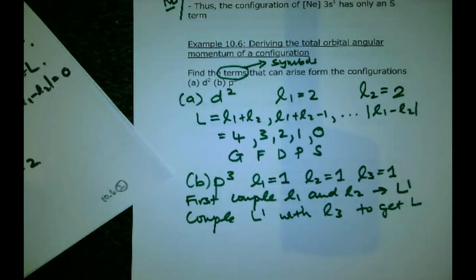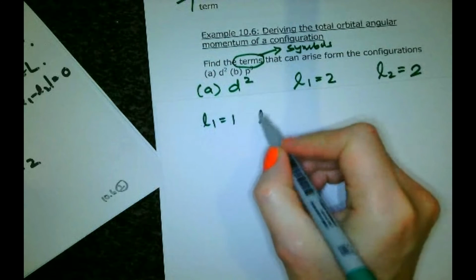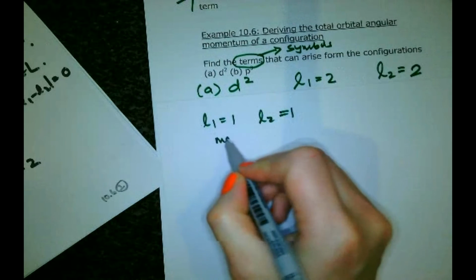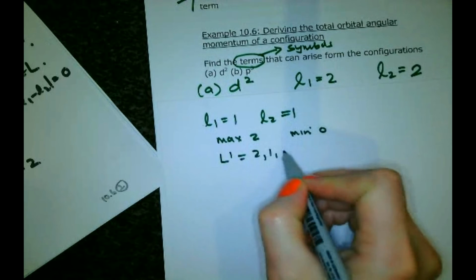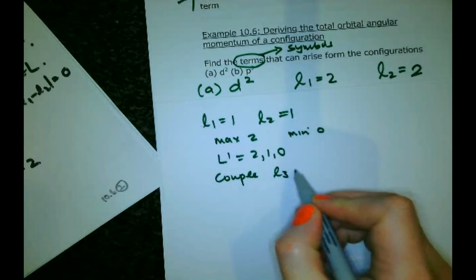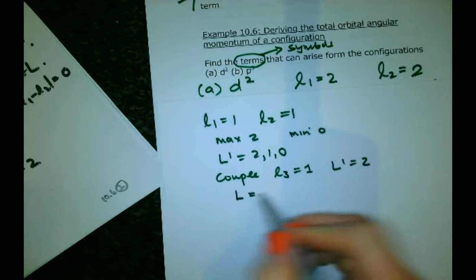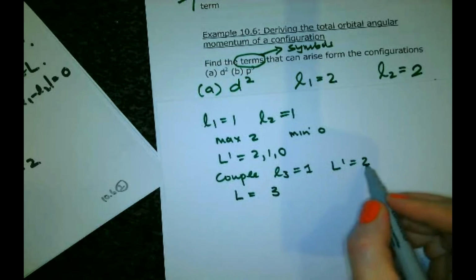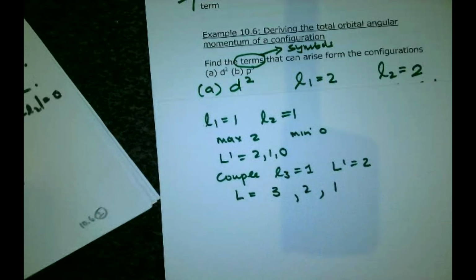So let's begin by coupling the first 2 electrons, L1 and L2, to give L prime. L1 is 1, L2 is 1, so our maximum value is 2, minimum is 0, so L prime would be 2, 1, 0. And now we couple L3 equal to 1 with L prime equal to 2. So our maximum would be 2 plus 1 is 3, minimum 2 minus 1 is 1. So we have 3, 2, 1.